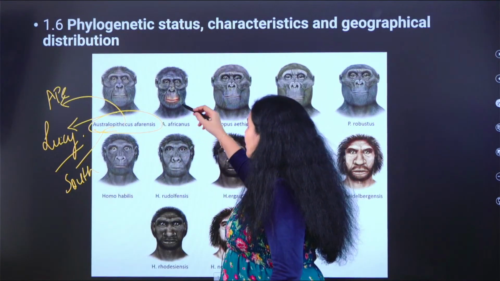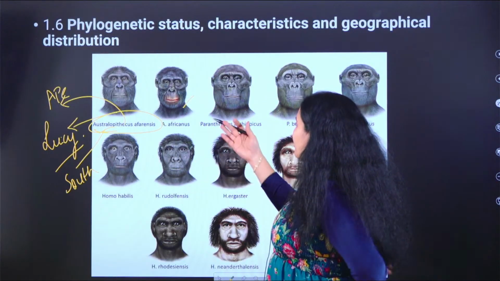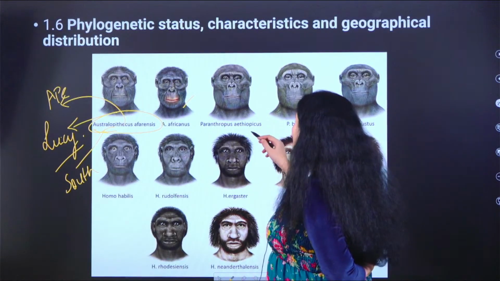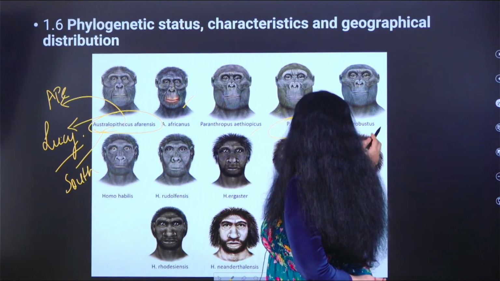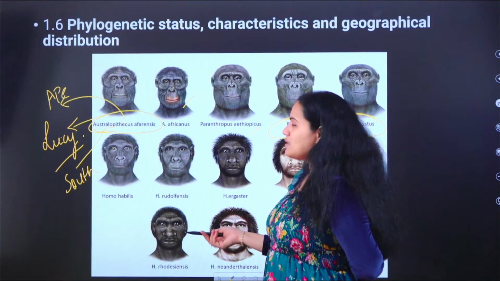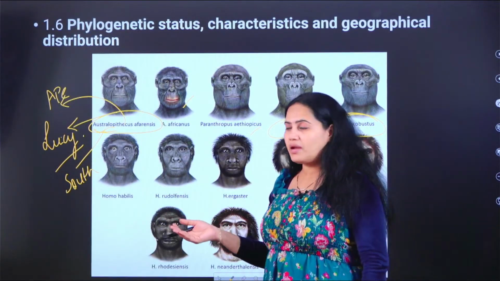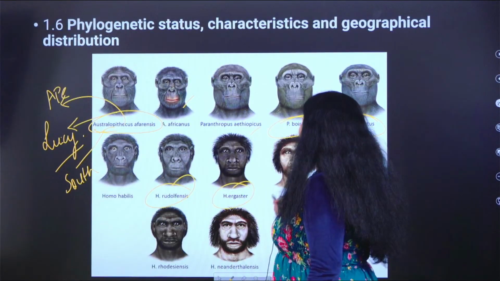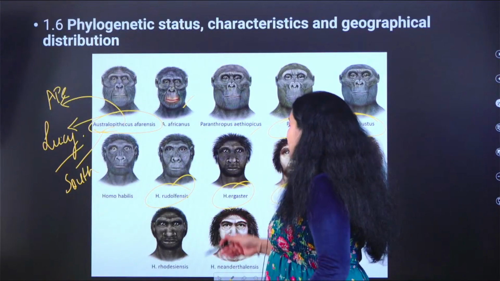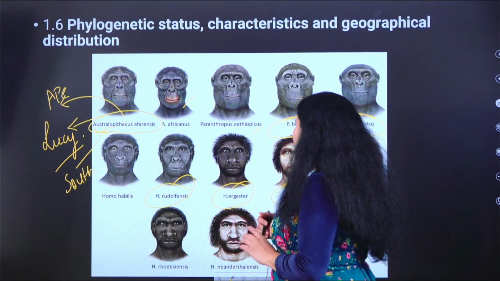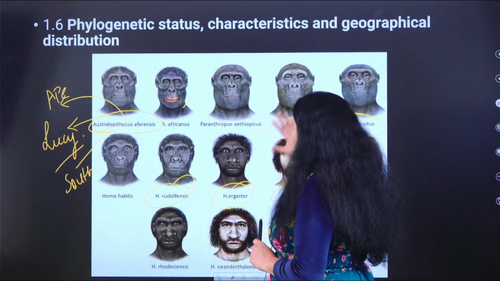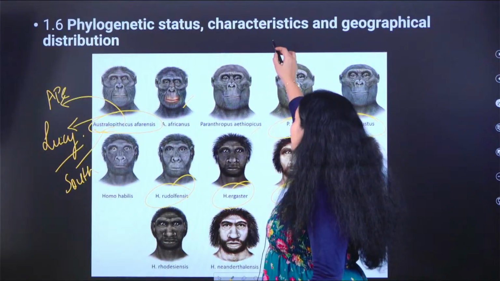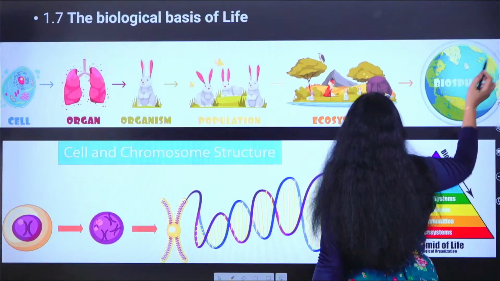So we study the Australopithecus species. Then we have other variations: Australopithecus africanus, Paranthropus aethiopicus, Paranthropus boisei, Paranthropus robustus, Homo habilis. Homo habilis is called the handyman. Then Homo rudolfensis, Homo ergaster, Homo erectus, Homo heidelbergensis, Homo rhodesiensis, Homo neanderthalensis, Homo sapiens. All these species are extinct right now. After that we will study Homo sapiens sapiens, that is, the modern day man.